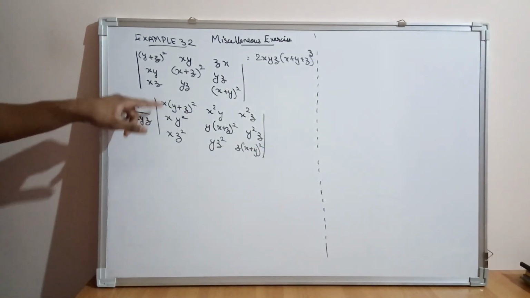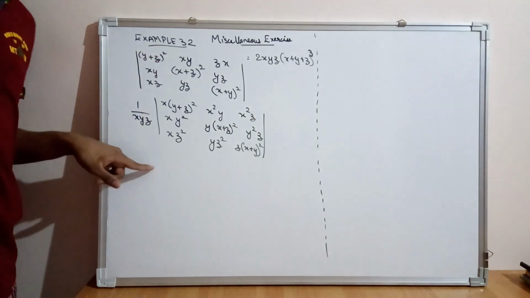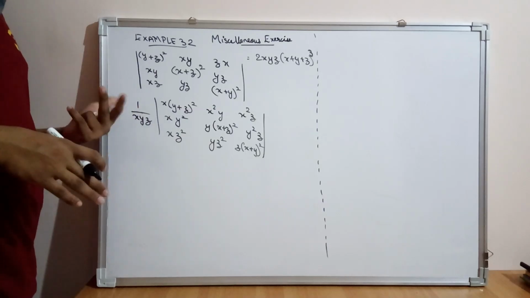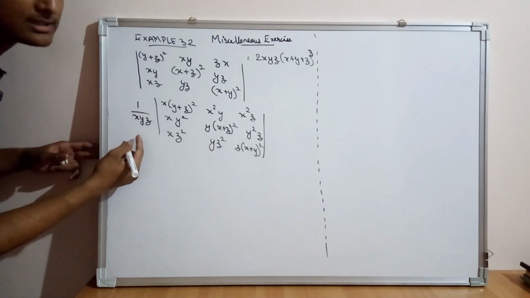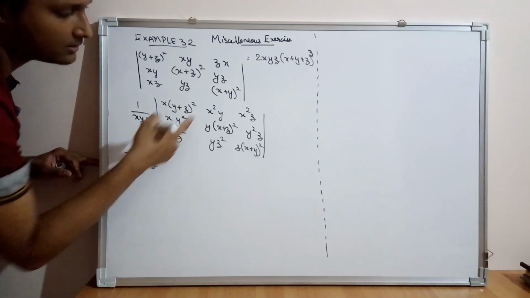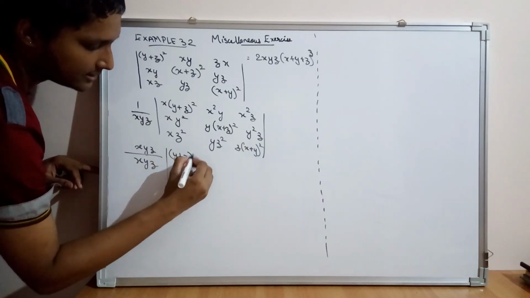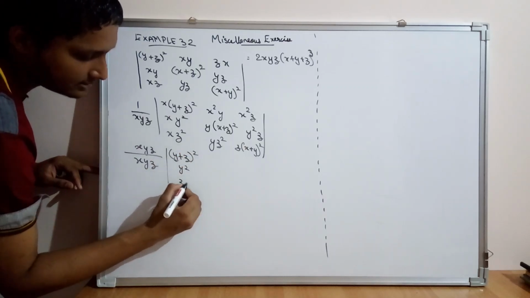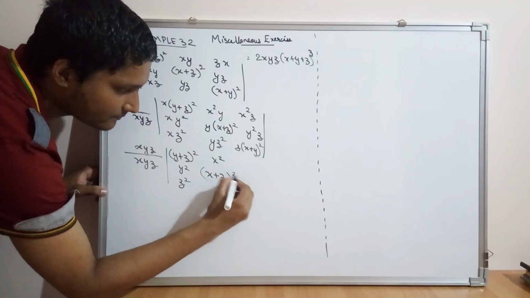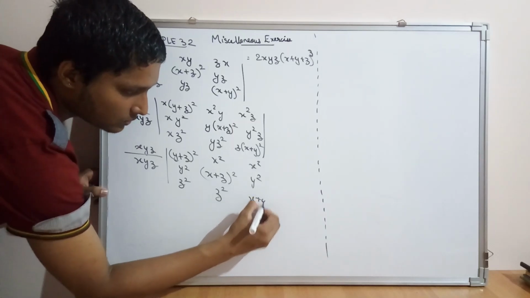So from this column I can remove x. Since I multiplied to the row, I need to remove from the column. That's the logic. If you just remove from the row itself, you are just undoing the same thing we have done. So we remain with x from this column, y from this column, z from this column. So we are going to get (y plus z) whole square. Here you get y square, here you get z square, (x plus z) whole square, z square, x square, y square, (x plus y) whole square.